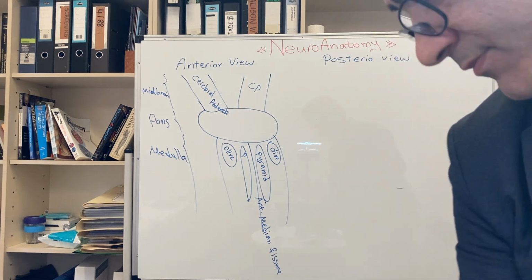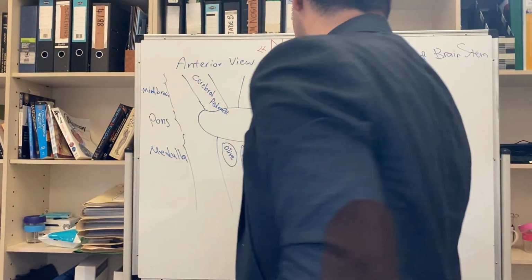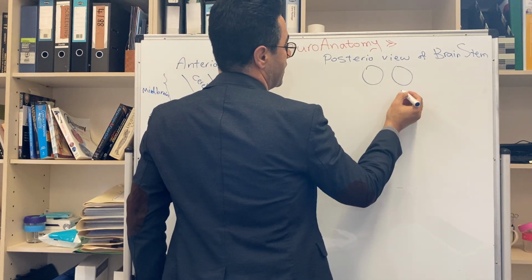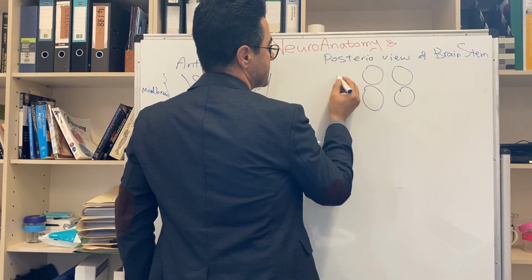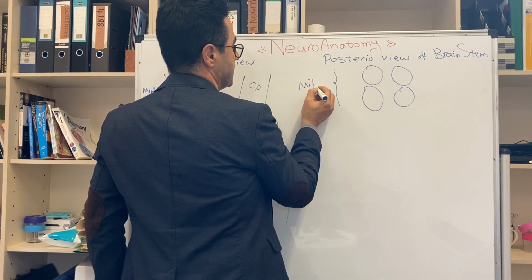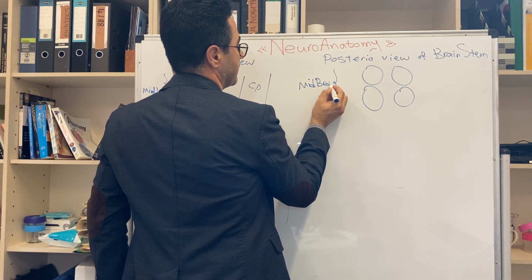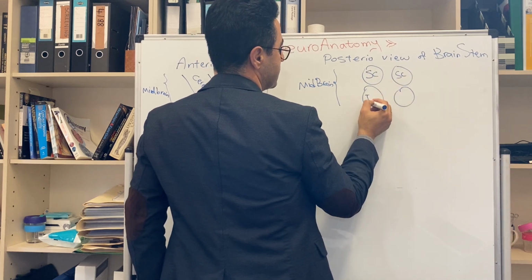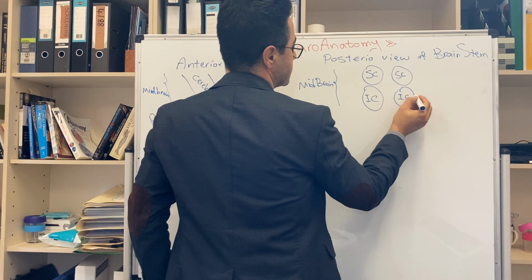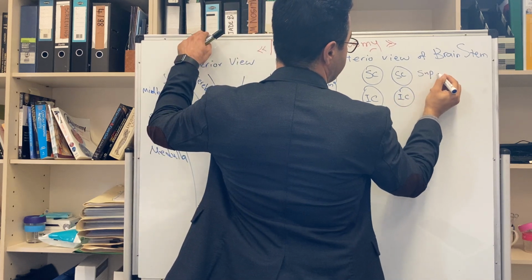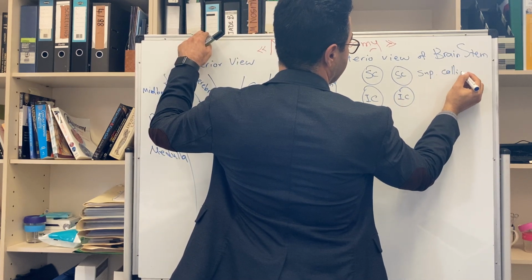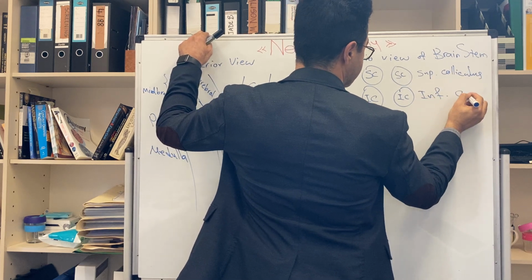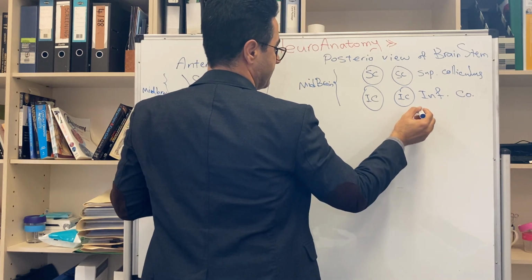So what about the posterior view? The posterior view of the midbrain, you can find two bumps at the top, two bumps at the bottom. This is the midbrain from posterior view. They are called superior colliculus and inferior colliculus. This is the midbrain.